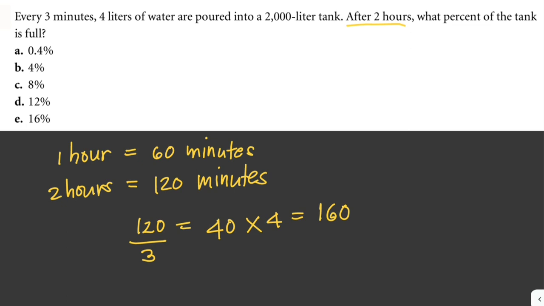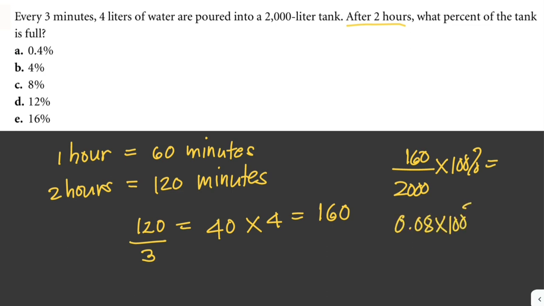And then to get the percent, we just have to divide 160 by 2,000 times 100%. So this is equal to 0.08 times 100%, or equivalent to 8%. So after 2 hours, 8% of the tank is full. So the answer here is letter C.